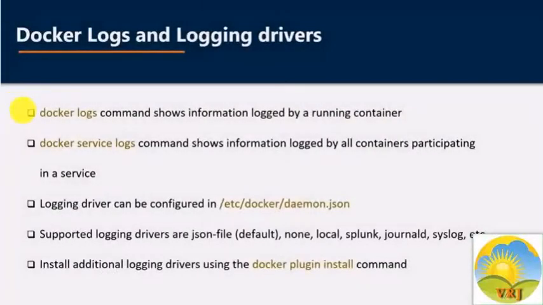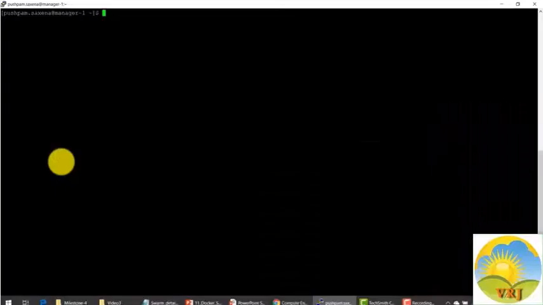Hello everyone. In this nugget, we will talk about Docker logs and logging drivers. The docker logs command shows information logged by the running container. For that, let's go to one of our Docker hosts and we will run a container using the Tomcat image. So we will name it tomcat-logs using the Tomcat latest image.